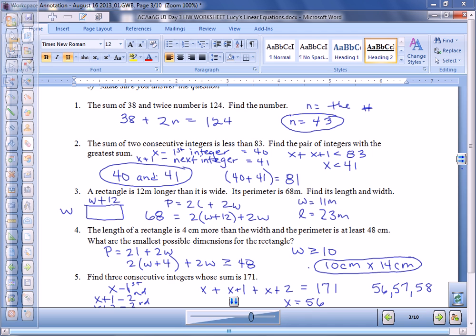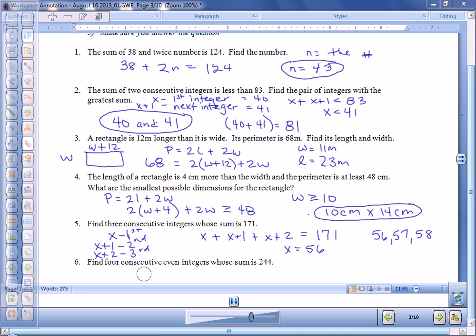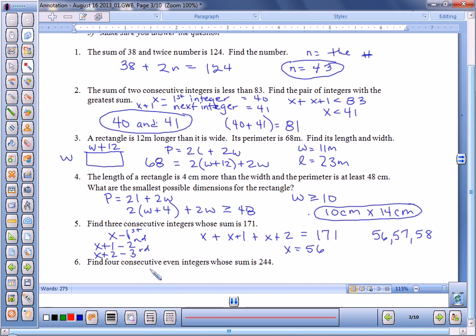Okay, number 5 is the 3 consecutive integers whose sum is 171. I let the first integer be represented by x, so the second one would be x plus 1, the third would be x plus 2. So the first integer plus the second integer plus the third integer equals 171. We solve that and we get x is 56. So they're 56, 57, 58.